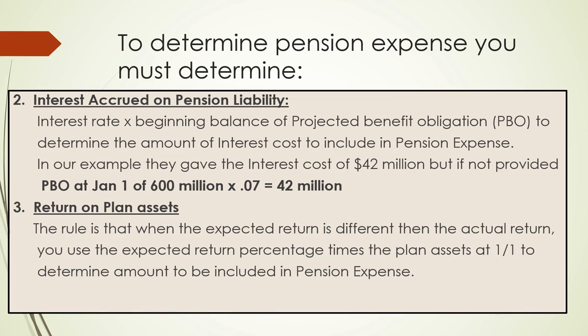Return on plan assets. The rule is that when the expected return is different than the actual return, you use the expected return percentage times the plan assets at 1:1 to determine the amount that you would include in pension expense. Remember, that's the amount that goes to pension expense. So in our example, we would take 400 million times 10% and we get 40 million.